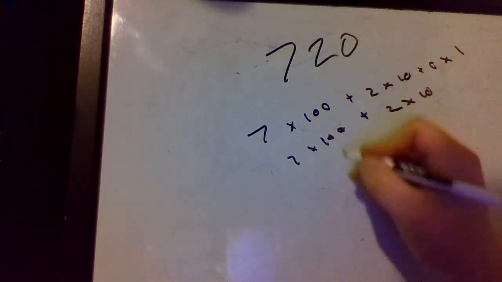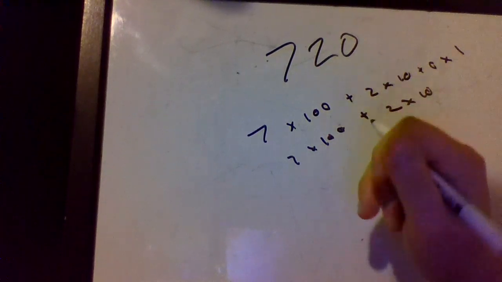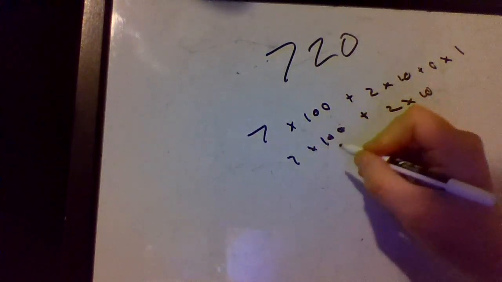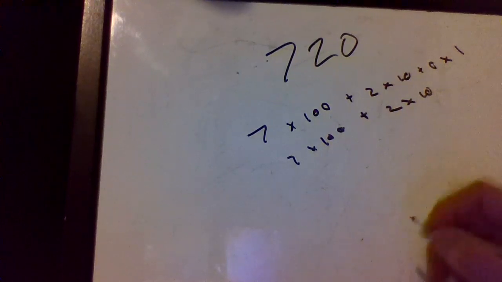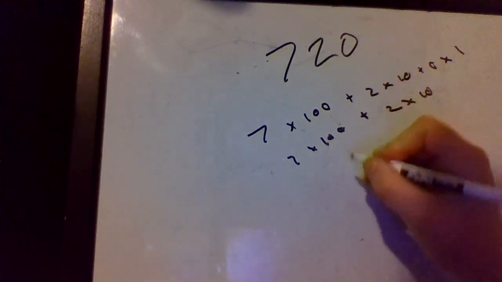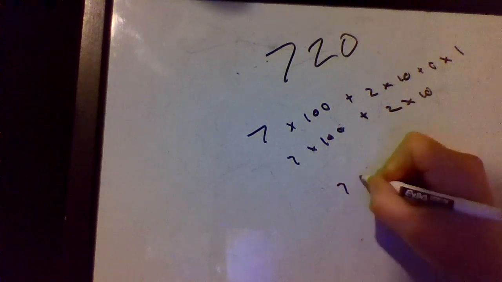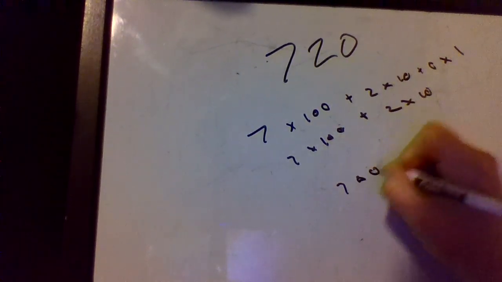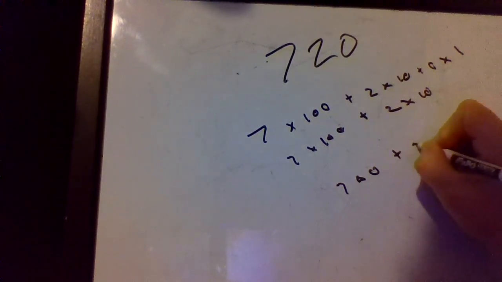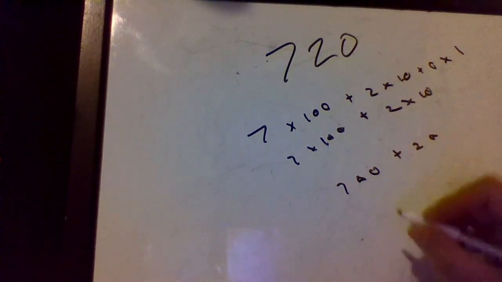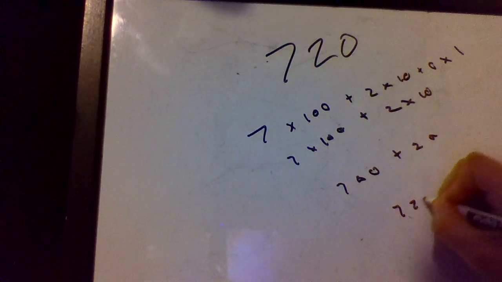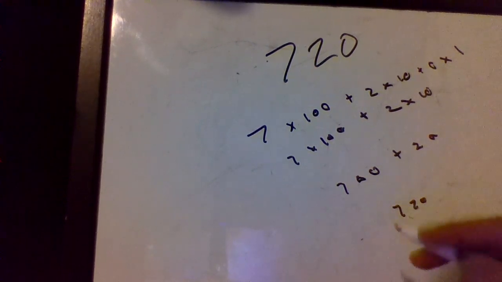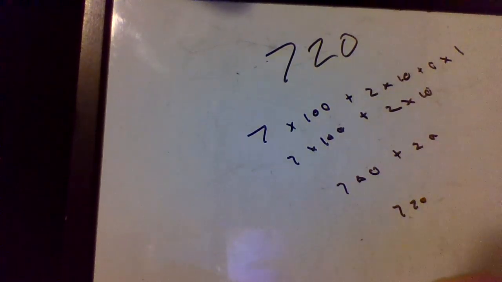And if we multiply those, even though it's not multiplication, 7 100s is 700, and 2 10s is 20. So we got 720, and if we add it, we get 720, which is what we started with. So we know we got it right.